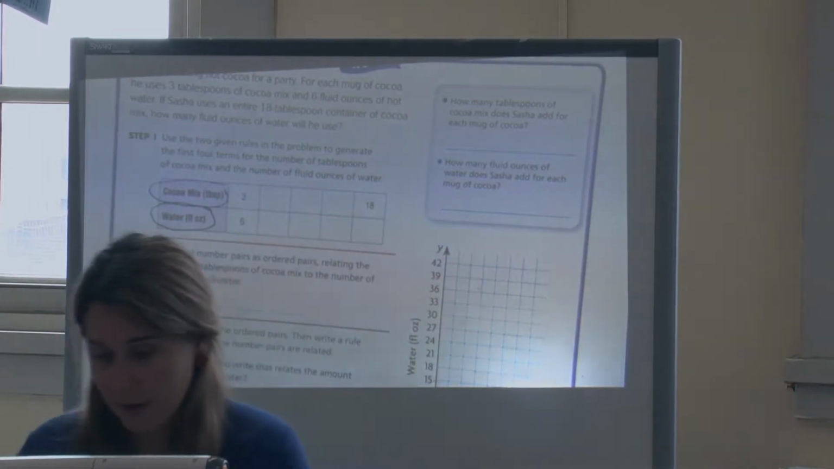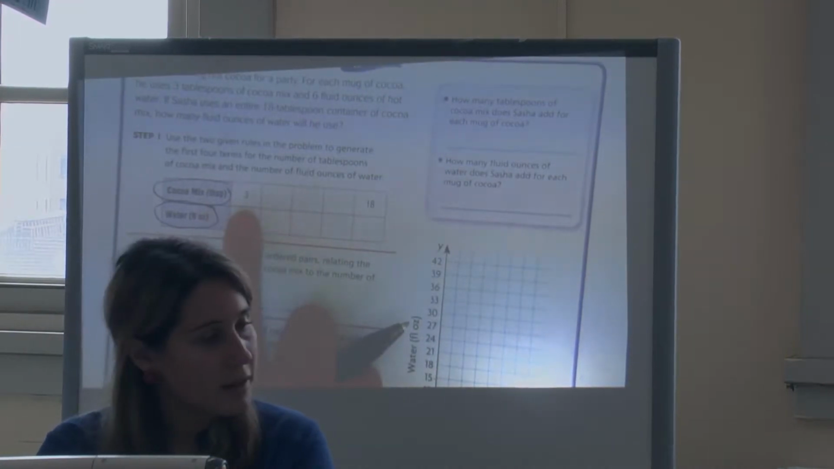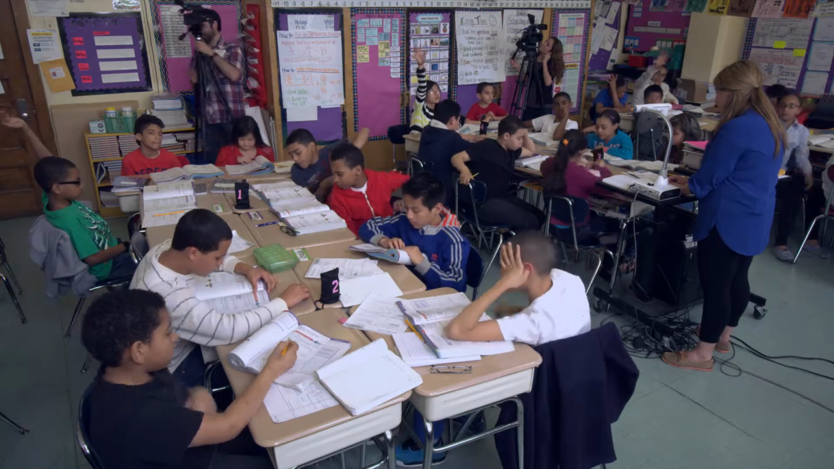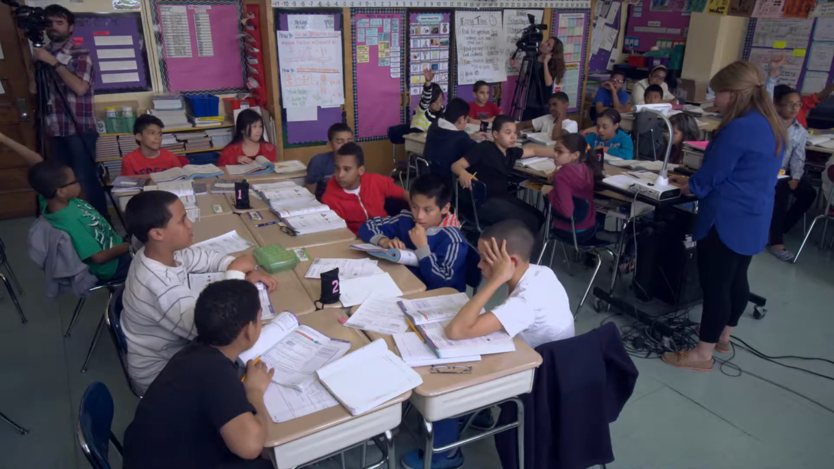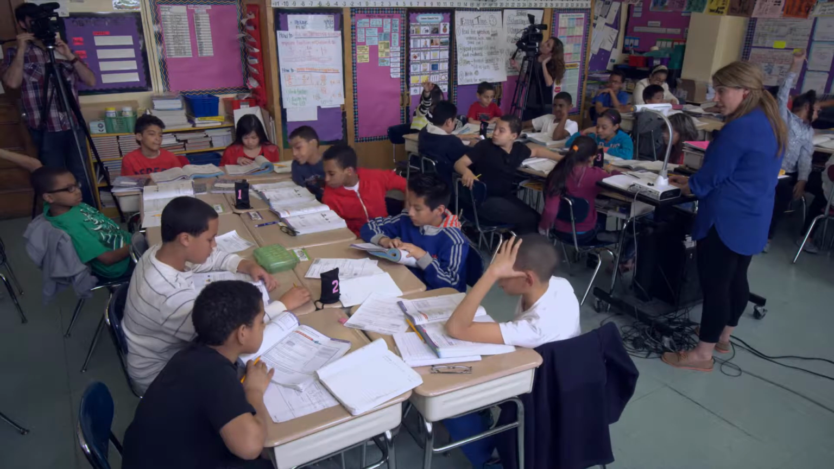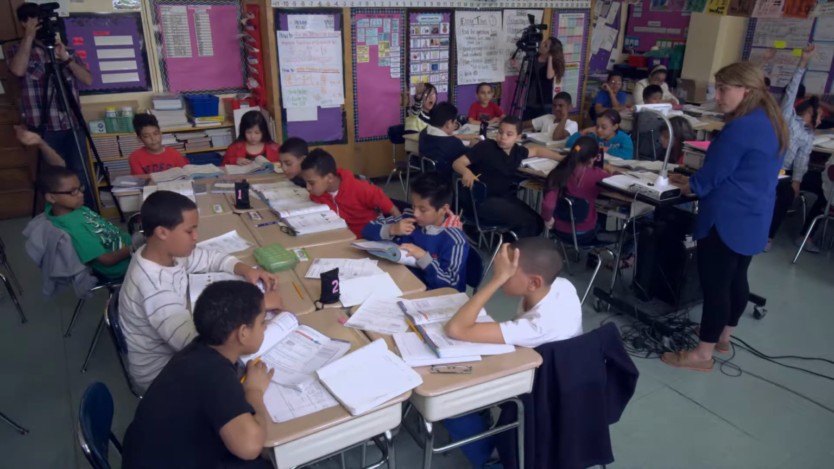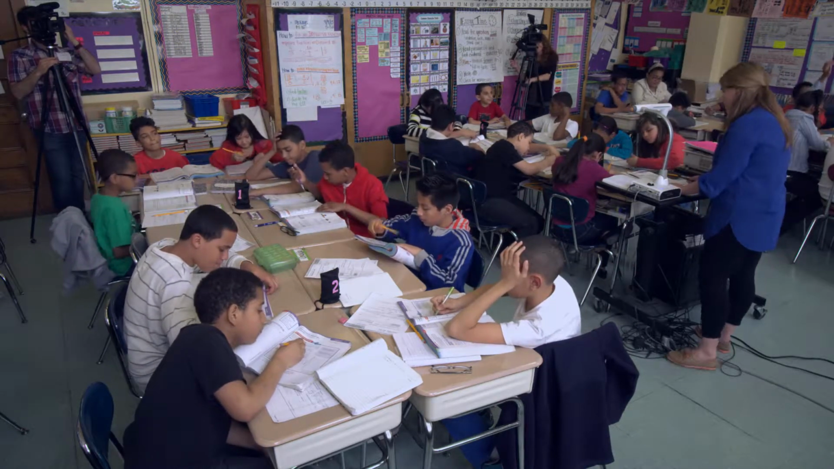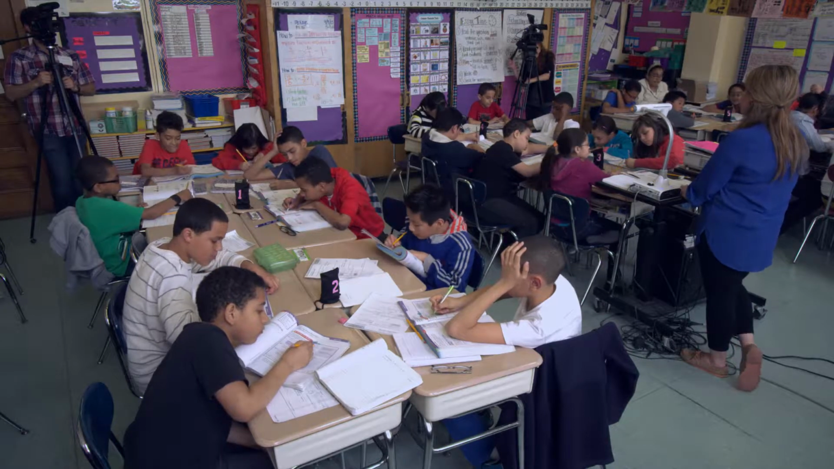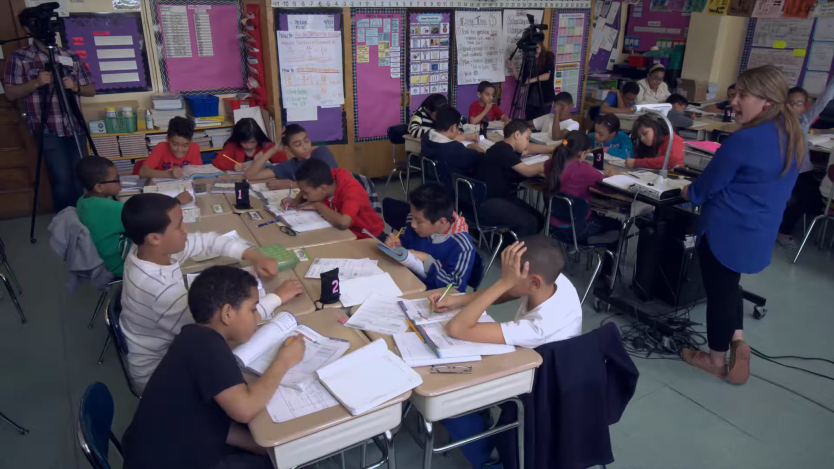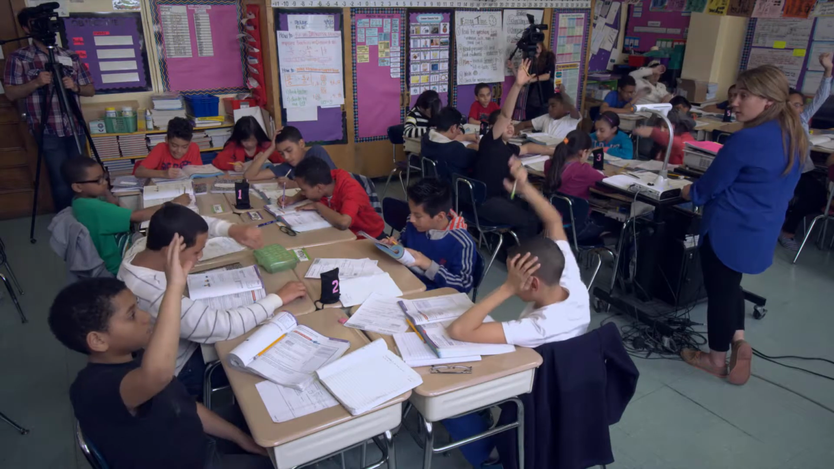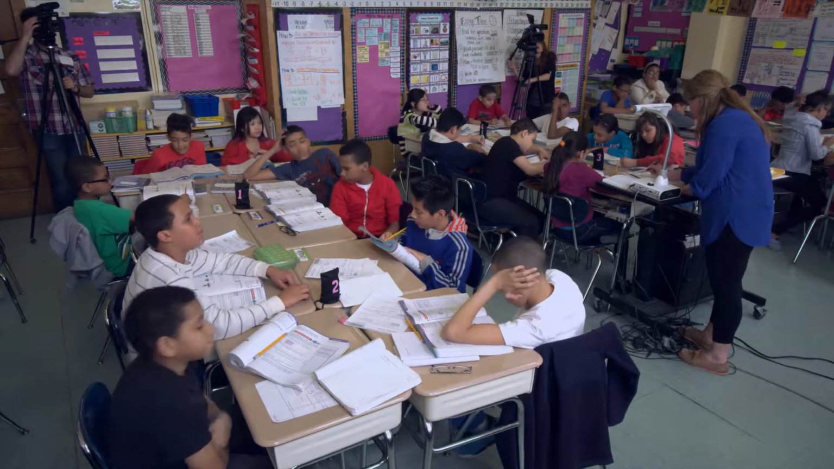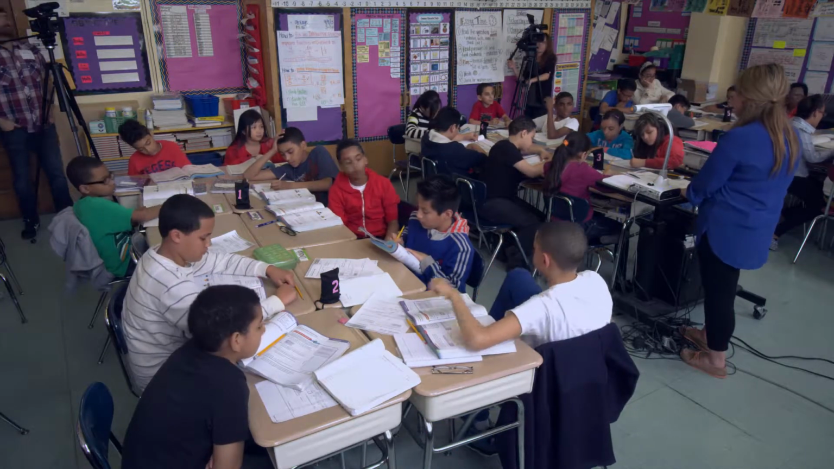Yeah? All right. So what does it say here in this problem that helped them start this data table? It says 3 tablespoons of cocoa. Good, so please make sure you circle that within your problem. For every 3 tablespoons of mix, what does he have to use in order to keep this the right taste? 6 fluid ounces of hot water. These two things are connected.